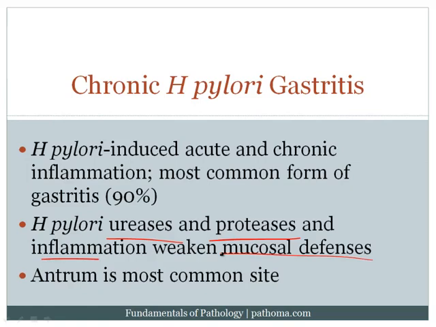The most common site is the antrum. And that's important because, again, when you think about chronic gastritis, remember there's autoimmune, which involves the fundus in the body, and then there's H. pylori, which involves the antrum. So they involve very different regions of the stomach.